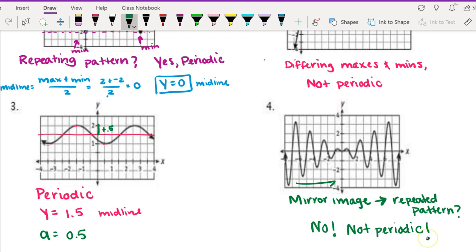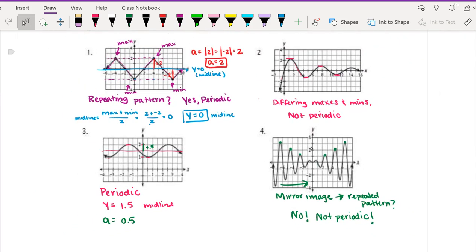Okay, so from left to right, as I travel, I'm going down and up and down and up and down and up. But each maximum is not the same as it was before. Okay, this is not the same pattern. We can't go from large to smaller to smaller to smaller to larger to larger to larger. That's not how it works. Okay, so if we look at these 4, 1 and 3 were periodic, but 2 and 4 were not.